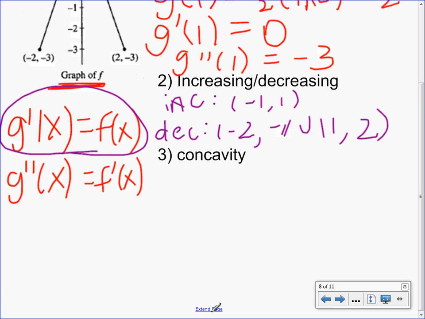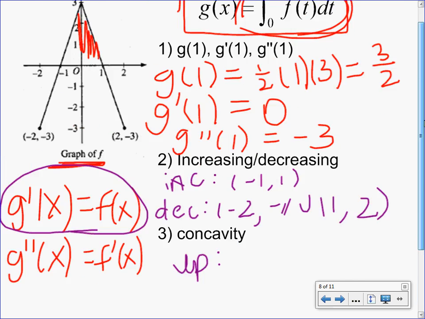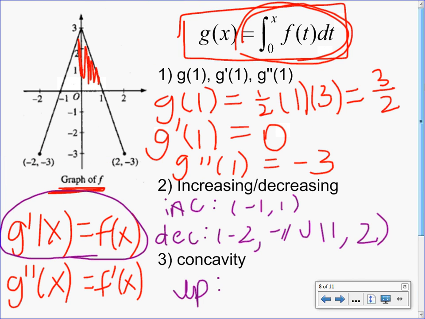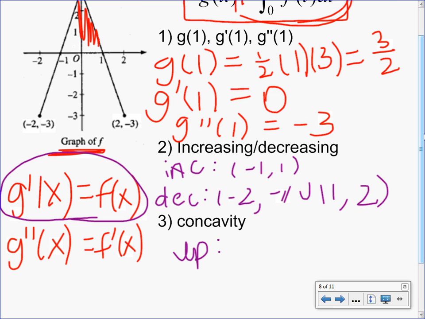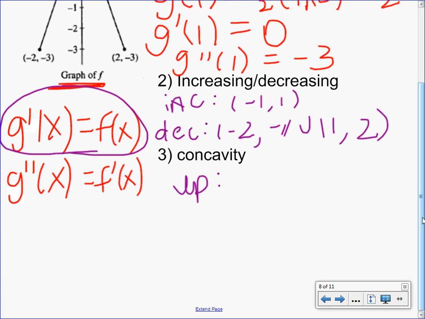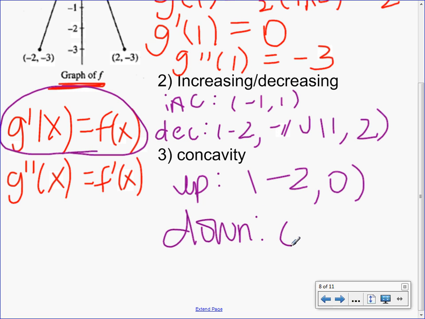Okay, concavity. If I'm looking at the derivative graph, how do we know where we have concave up? Where our first derivative is increasing. So where's the first derivative increasing? Negative 2 to 0. So we're concave up from negative 2 to 0, and concave down from 0 to 2. Okay? We are going to tie some graphical analysis back into the second fundamental theorem.